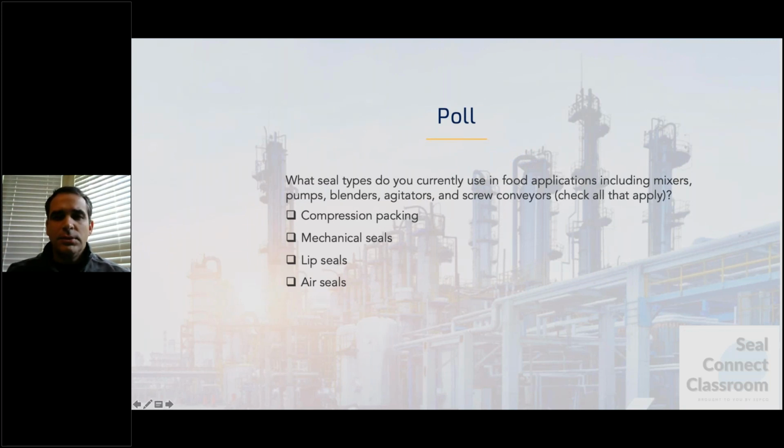There we go. And then we have a poll. Not sure where everybody in here comes from, but if you have equipment, you're sealing it some way. And this poll, if you answer it, will give us an idea of what you're using now, and we can use that to compare.